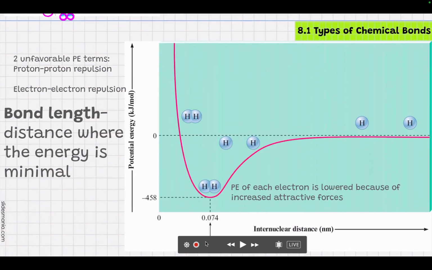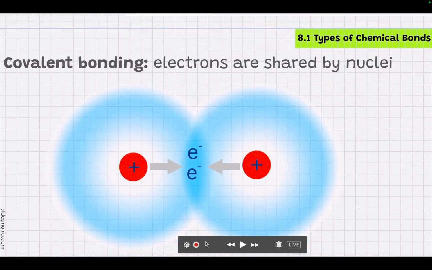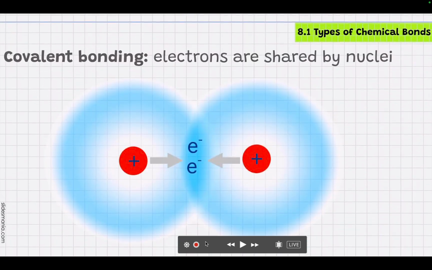So this is the one that's in your textbook. It's very similar. It's the same diagram, just explained in your textbook. The previous example was a covalent bond, where electrons are being shared by the nuclei mutually. So these electrons are attracted to both nuclei.